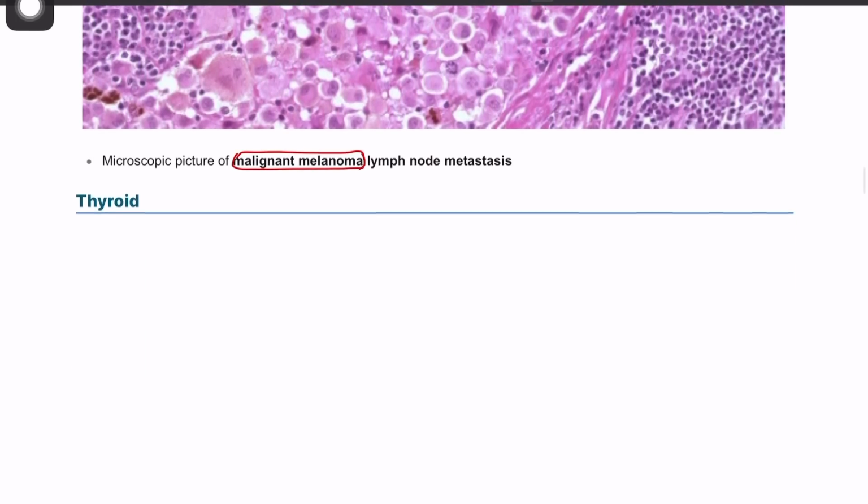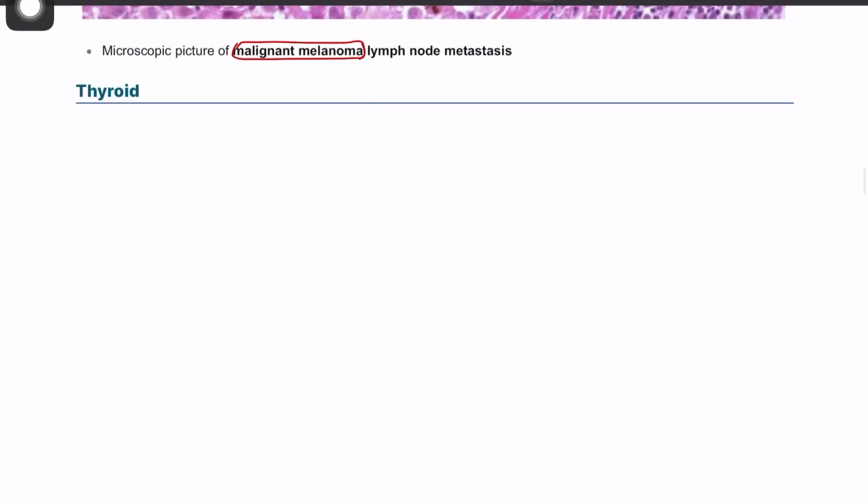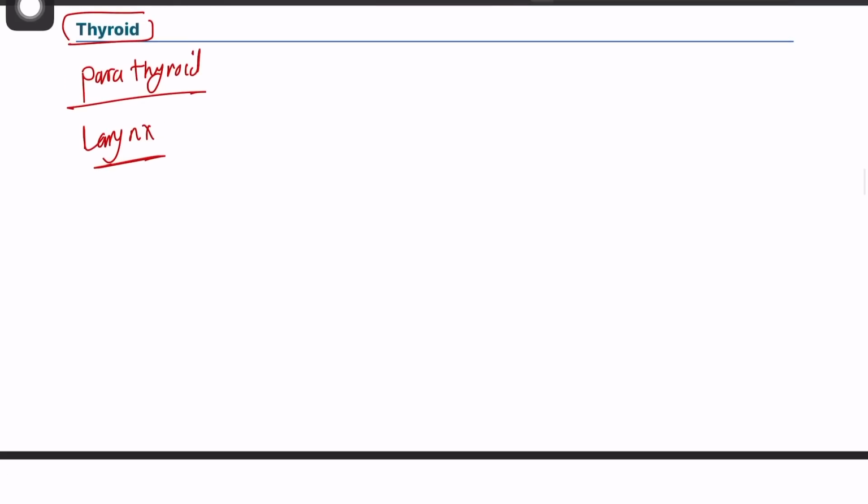So next is the thyroid gland. We're going to go through now the thyroid gland and also the parathyroid gland. And finally, we're going to take the larynx and its muscles and the nerve injury related to it. And then that will be the end of this video. We'll continue in the series of head and neck.